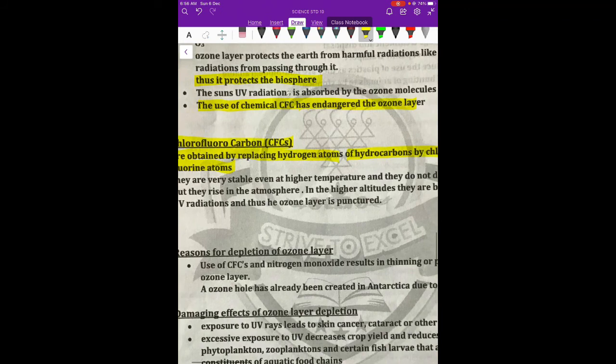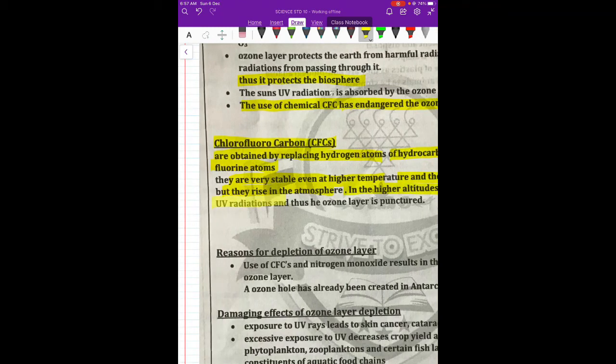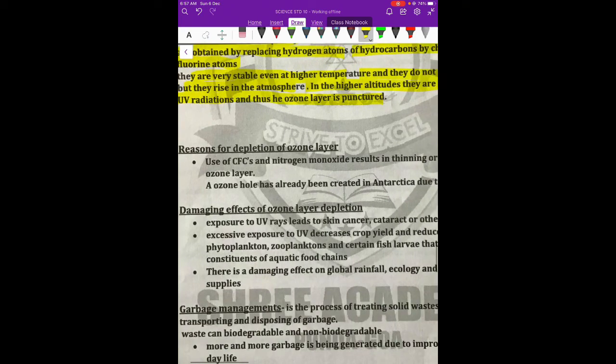Now the problem with them is these CFCs are very stable at higher temperatures, and they do not react with anything. But as they rise in the atmosphere, they ultimately end up near the ozone layer, and there they react with it. Now when they react, they thin the ozone layer, they deplete the ozone layer, and they even puncture the ozone layer. So the reasons for depletion of the ozone layer are the use of CFCs and nitrogen monoxide levels. If you can see, Antarctica already has a hole in the ozone layer, it means the damage has already started.